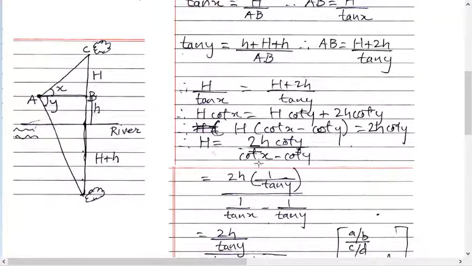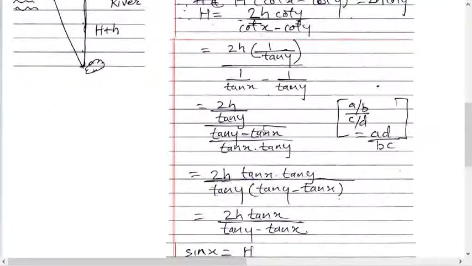If it is given in cot and this is similar to that, leave it here itself. If it's given in tan, then convert all these cots in terms of tan. So I have done that. 2h into 1 upon tan y, the whole upon (1 upon tan x minus 1 upon tan y). So 2h upon tan y, the whole upon (tan y minus tan x) upon tan x tan y.